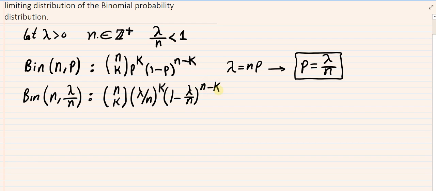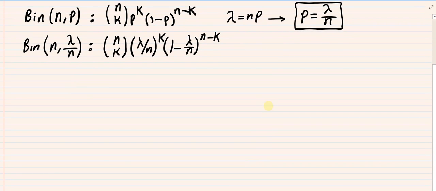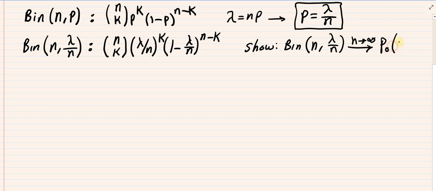All right, now let's actually write this thing out. What we want to show is the following. We would like to show that the binomial with parameters n, lambda over n, in a limiting sense, as n goes to infinity, approaches a Poisson with parameter lambda. This is what we want to show.